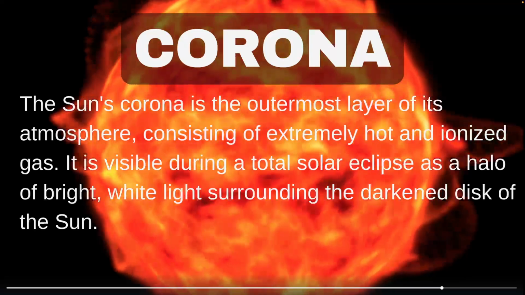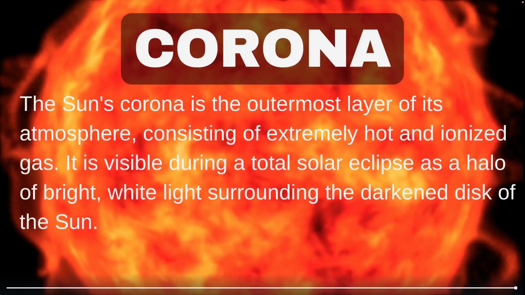The very first concept here is corona. The sun's corona is the outermost layer of its atmosphere, consisting of extremely hot and ionized gas. It is visible during a total solar eclipse as a halo of bright white light surrounding the darkened disk of the sun.